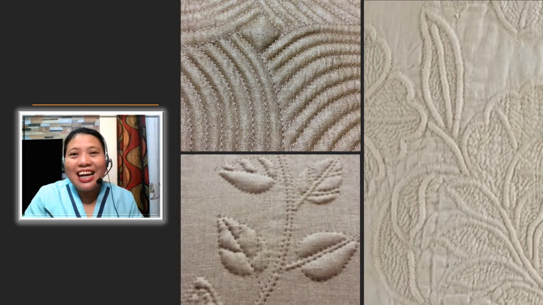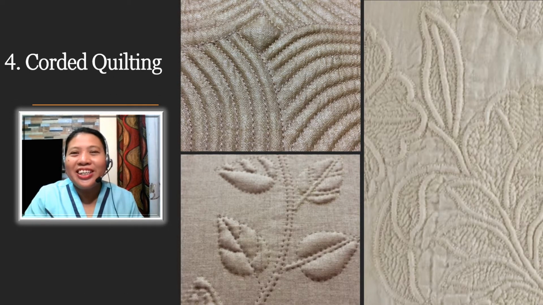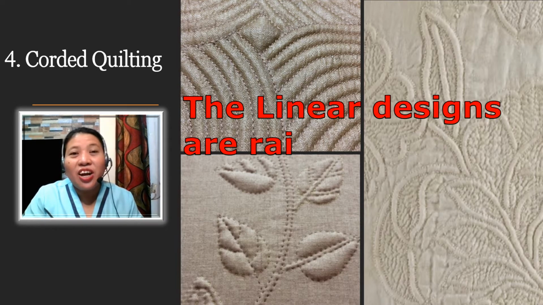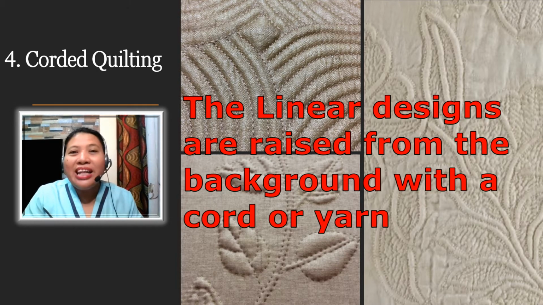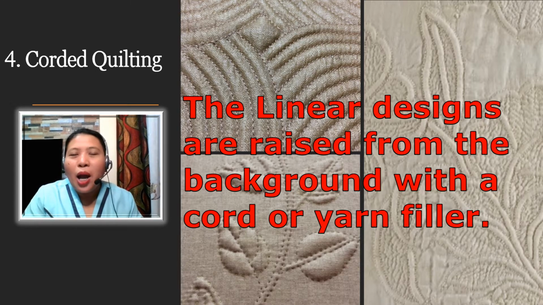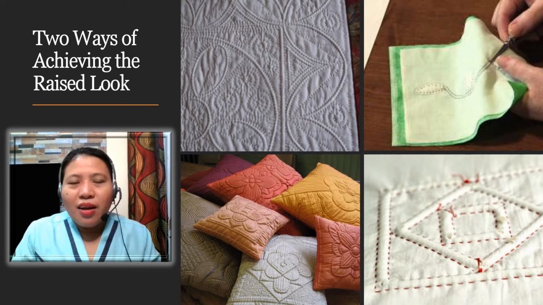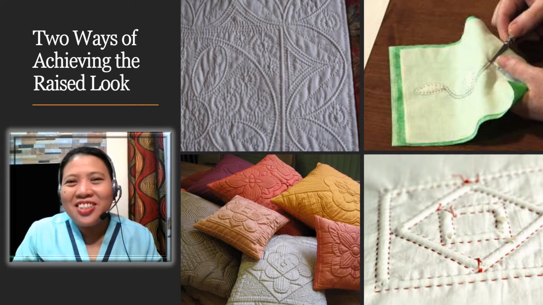The fourth kind of quilting is the corded quilting. It is a type of quilting in which linear designs are raised from the background with a cord or yarn filler. This kind of quilting is often combined with the padded quilting to accentuate both the lines and the shapes of the design. There are two ways of achieving the raised look.